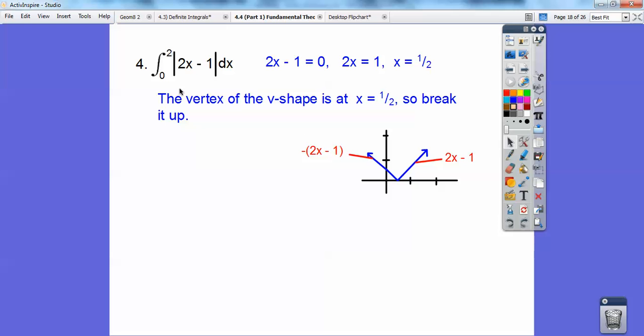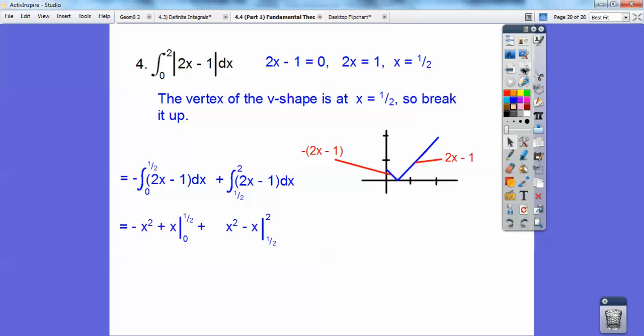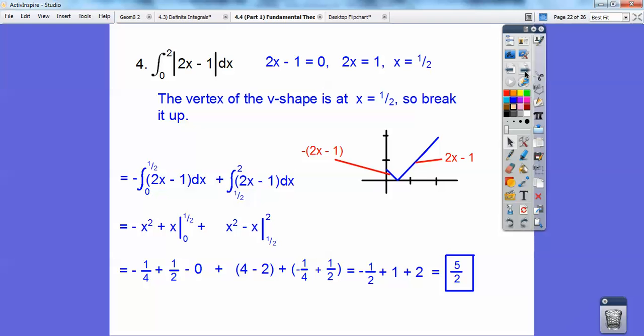So we're going to go from 0 to 1 half, x equals 0 to a half, and then from 1 half all the way up to 2. Let me get a better picture of that. So it'd be that picture right there, and then here's the math. Add an exponent, divide by the exponent, and I get that. Then I plug in a half first, and then plug in 0. And then here I plug in 2, then plug in a half, and subtract them. As long as I did the math right, I get 5 halves.